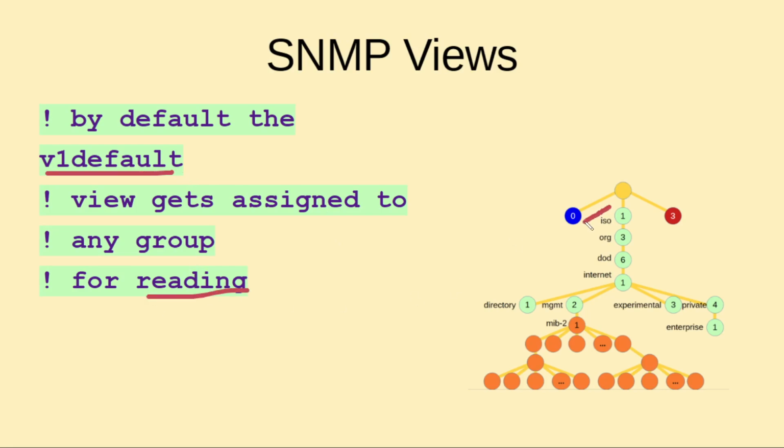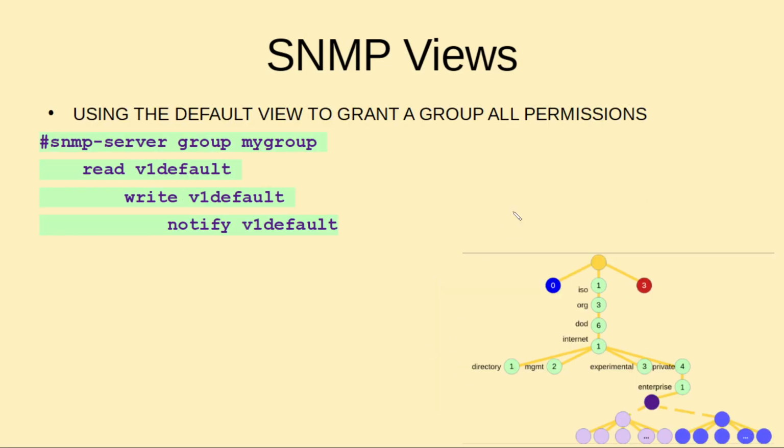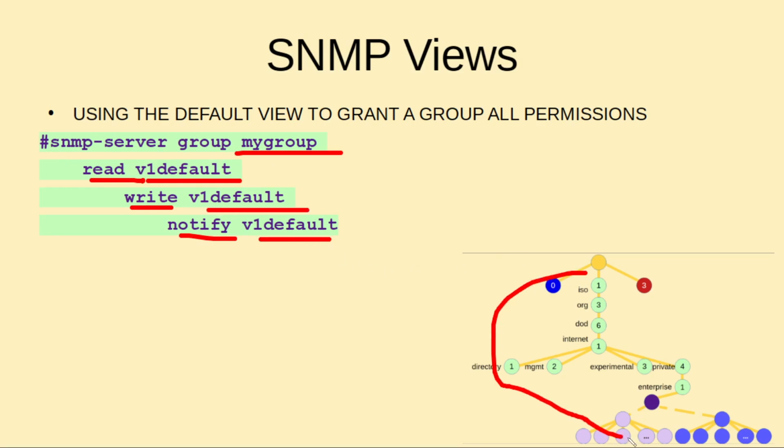That means that every group that you create, if you don't provide further details, will have read-only permissions to the tree. So let's say that you want to grant your group permissions to almost all the tree with default views. So you will use the command snmp-server group, the name of your group, and for read, write, and notify operations, you can use the v1default view that provides access to almost all of the tree with a few exceptions.